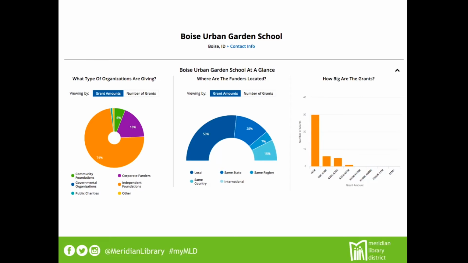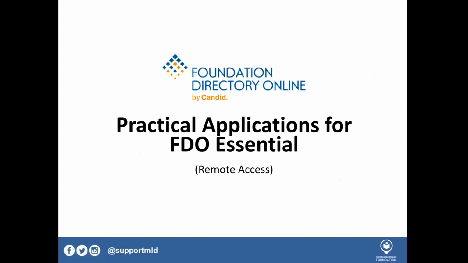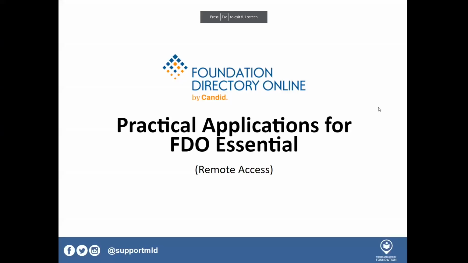So that is an overview of accessing the Foundation Directory Online Professional and what you can see in some of the grant maker and recipient profiles. I'm going to turn the presentation over to Erin, and she is going to give you some practical applications for accessing the Essentials, which is our remote access, which we have been offered from home due to library closures.